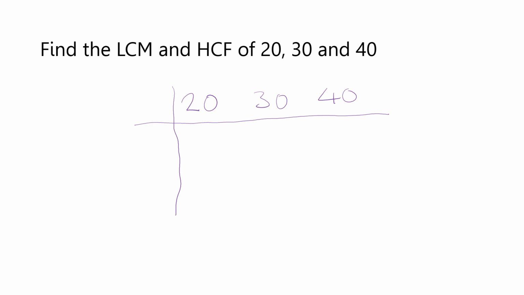What we do is we say, I'm going to take out the highest common factor. In this case, we'll probably get straight there, won't we? It's going to be 10. And what does that leave us with? A 2, a 3 and a 4. So this is the highest common factor, so I already know that.